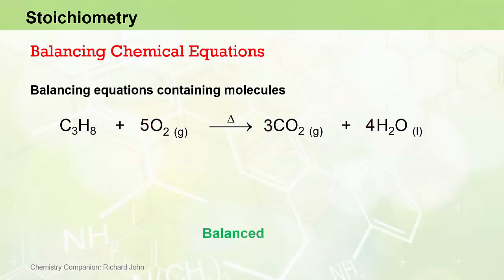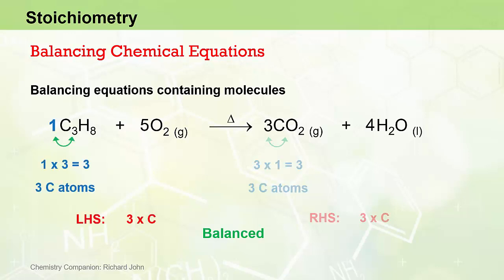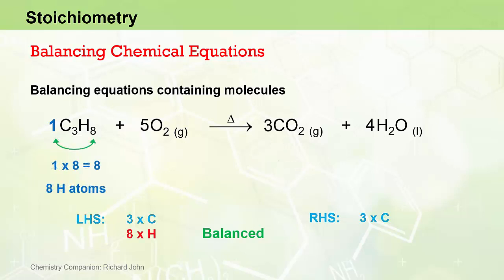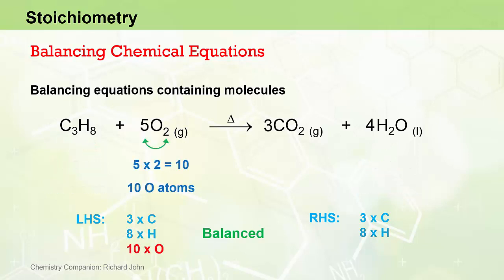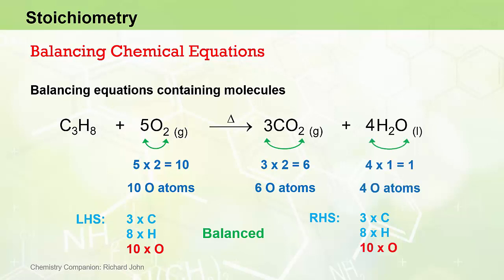This equation is now balanced, and we've used a systematic approach to do it. And it's always a good idea to do a final check to make sure we haven't made an error. So we've got 3 carbons on the left-hand side and 3 carbons on the right-hand side. We've got 8 hydrogen atoms on the left-hand side and 8 hydrogen atoms on the right-hand side. And finally, we've got 10 oxygen atoms on the left-hand side and a total of 6 plus 4, which is 10 oxygen atoms on the right-hand side.